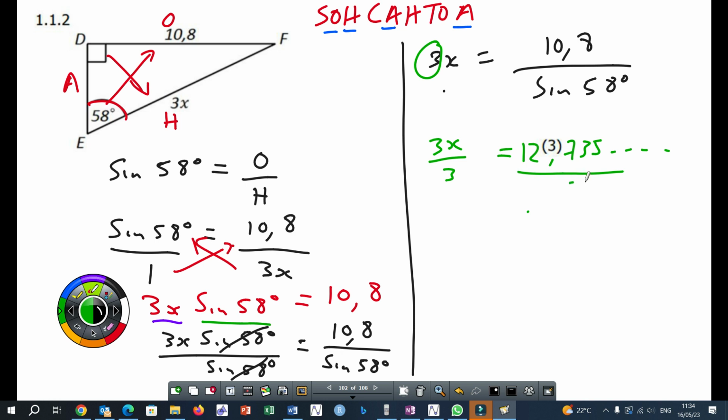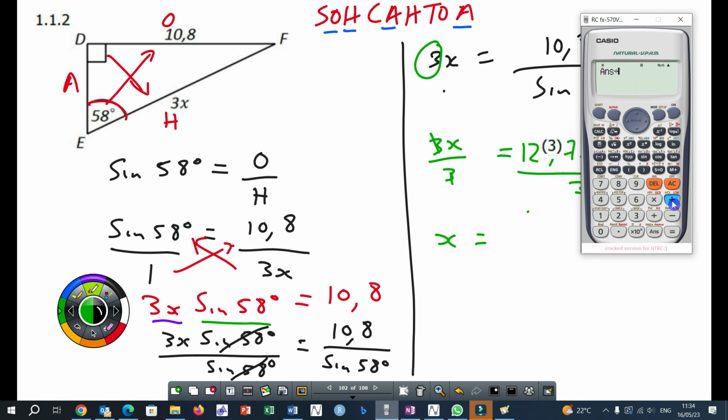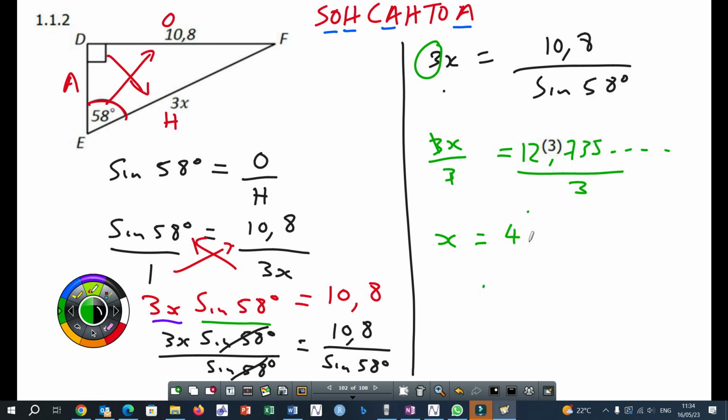Then we'll divide this by what? By 3. So you get x equal to, then you just divide that answer by 3. And you get 4,25. So this will be 4,25. So that will be your answer there. Okay, please, that's not in degrees, by the way. It's in units. Because remember, your hypotenuse, it's a length. So this answer here, it's supposed to be units.